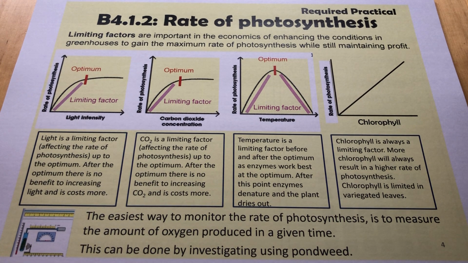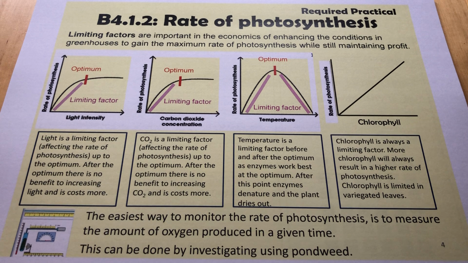Things that we would keep the same if we were looking at changing light intensity, for example. So we change the lamp across this ruler, and we'd keep the same piece of pondweed. We'd allow it time to acclimatise to the new situation. So this is quite a popular one. We've got the light being moved closer. We don't immediately start testing. We need to allow it to get used to the new condition, and then we can start testing.